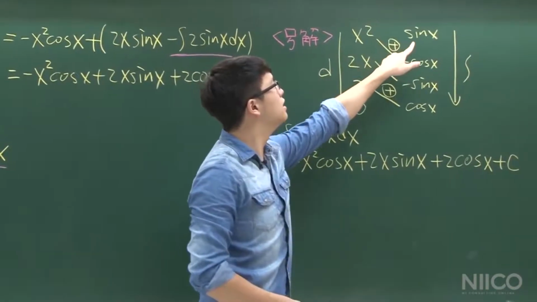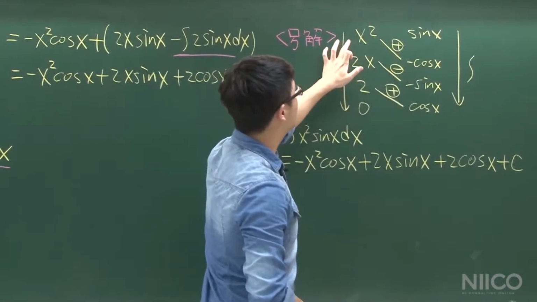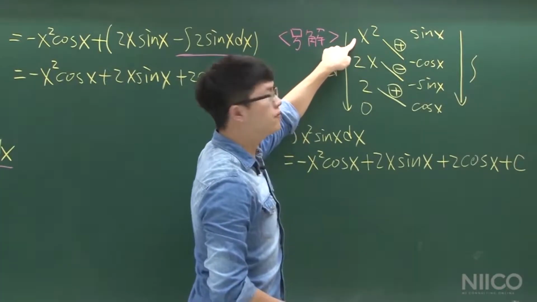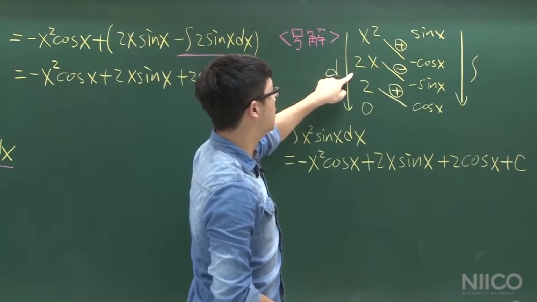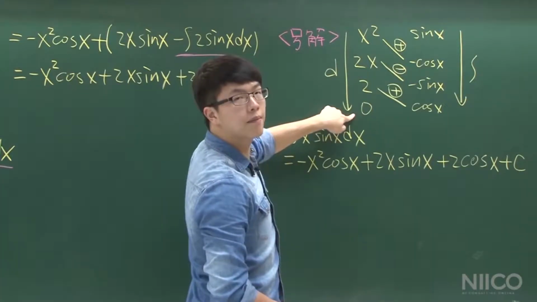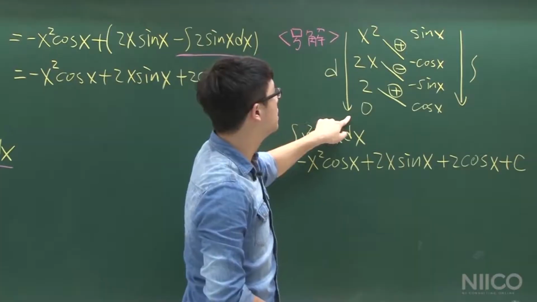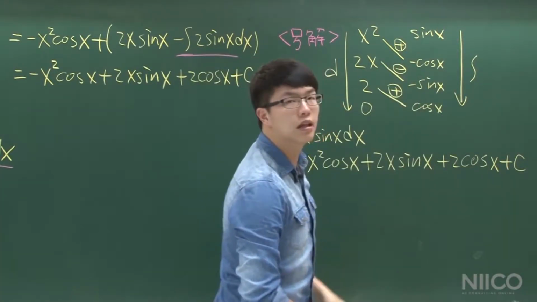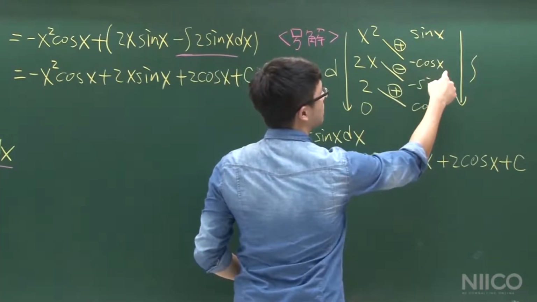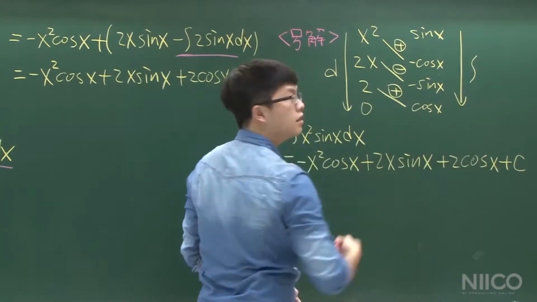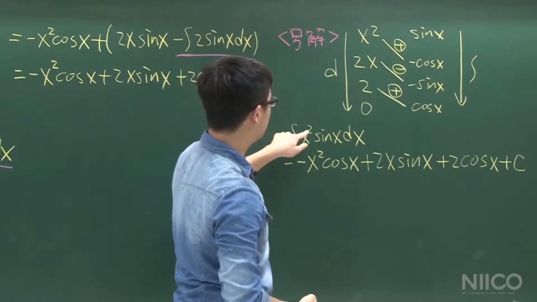Another way to look at this problem is by looking at this chart. At the beginning it is x to the power of 2, so the derivative of x squared is 2x, the derivative of 2x is 2, and the derivative of 2 is 0. On the other part, it is sine x, and the integral of sine x is negative cosine x, and then negative sine x, and then cosine x.